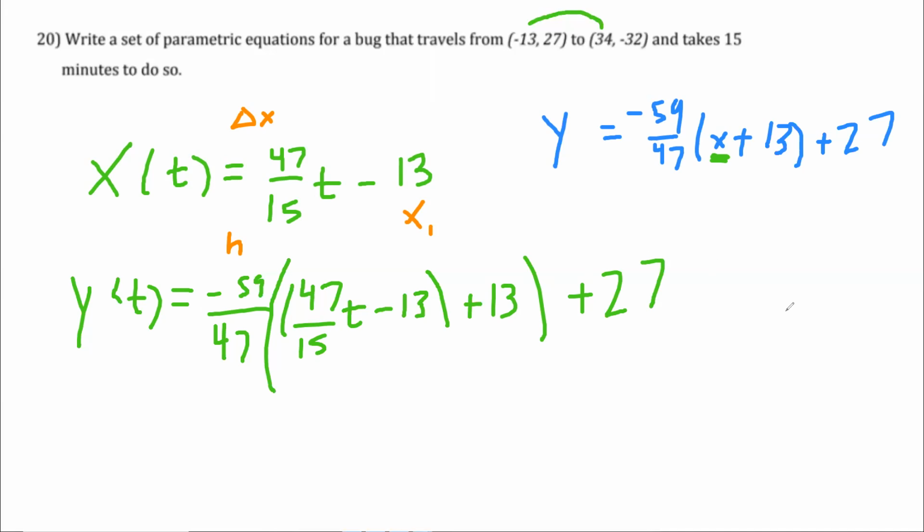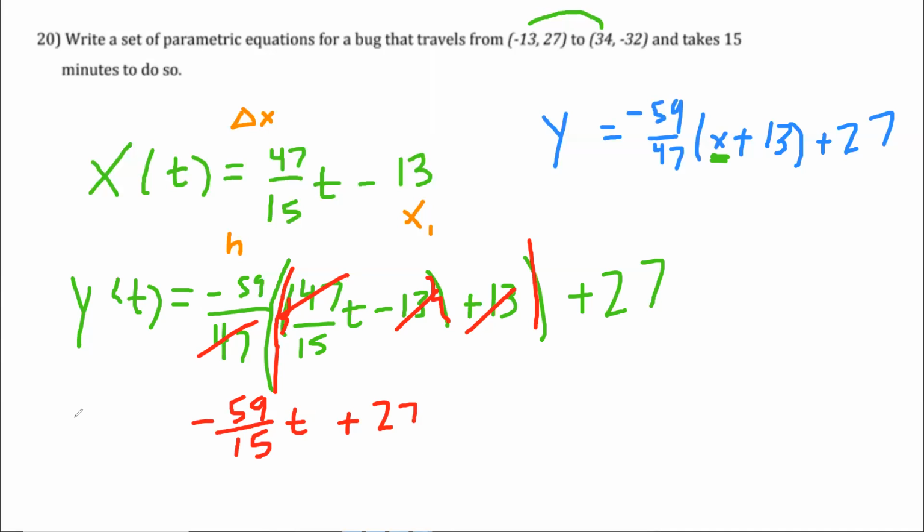So that's how I did this problem originally before I looked up if there was a better way to do it. And when I found the better way to do it, I had the same equation that I have for x, but for y, it was in that same form where it's the change in y over h, plus the starting point. And this is actually the same exact form if you simplify it. You could get rid of these parentheses. Then you can add negative 13 and positive 13. And then if you multiply negative 59 over 47 times 47 over 15 t, which is the only thing left inside these parentheses, they would cancel out. And you get negative 59 over 15 t plus 27. And now that's our parametric for y.